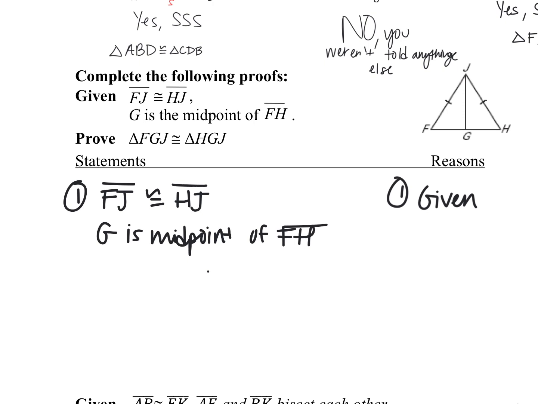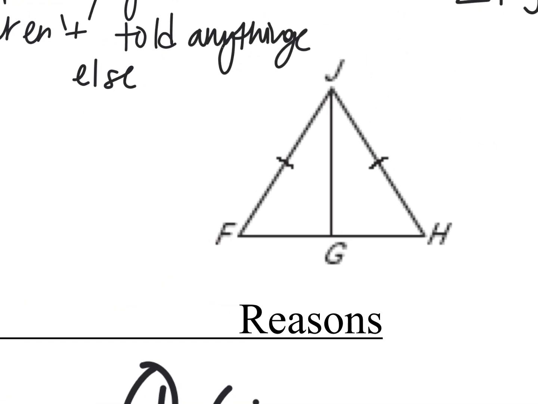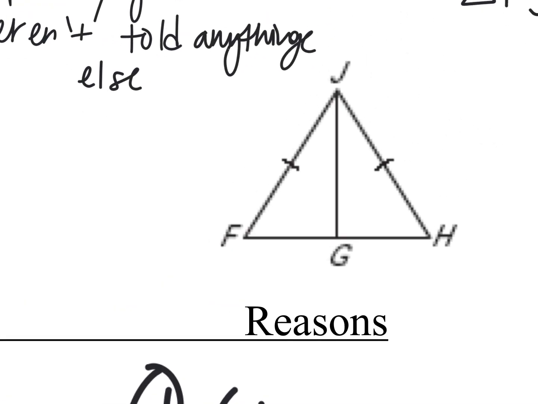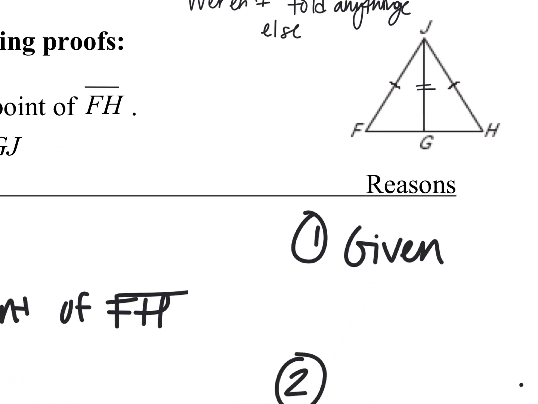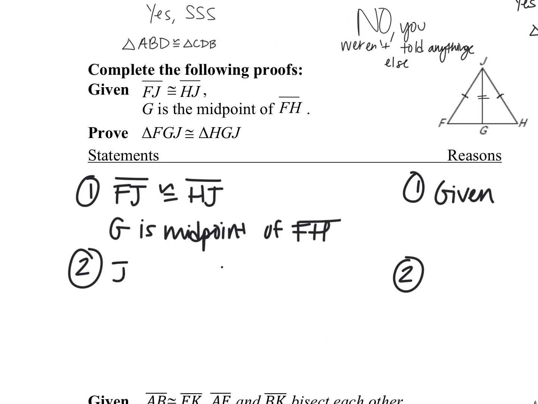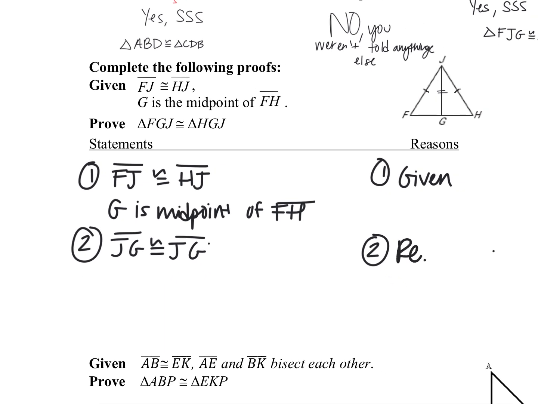The first thing we look for is freebies in the picture. Can you talk at your table? What freebie do you have? Okay, what do we have that we can go ahead and use from the picture? Do you know what that's called? Look at your cheat sheet. Reflexive, or I heard a lot of us say shared side, which is fine, it just doesn't count as a reason. So what you're going to say is that JG is congruent to JG, which like duh, but you have to say it, okay? And the reason is what you have on your cheat sheet, reflexive.